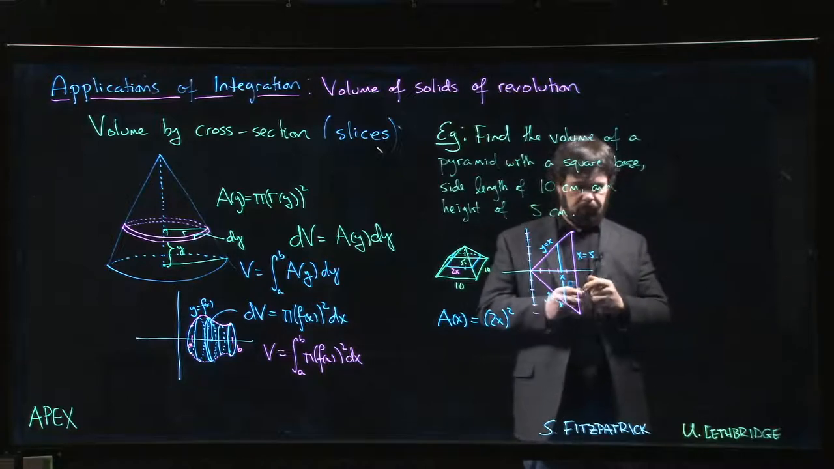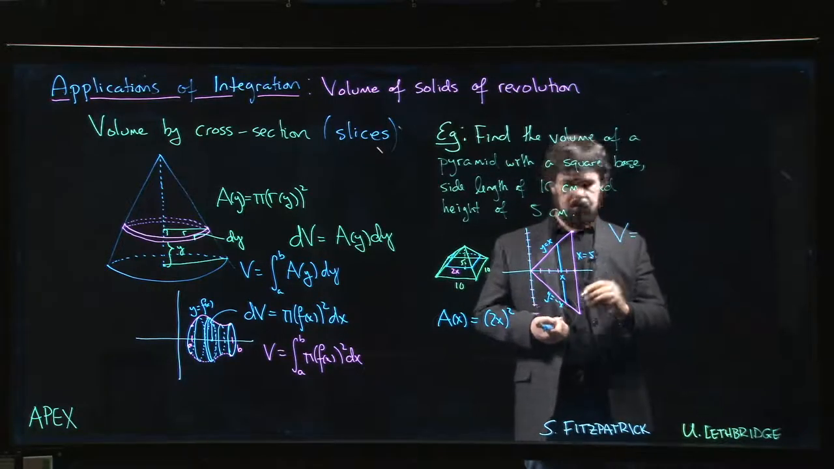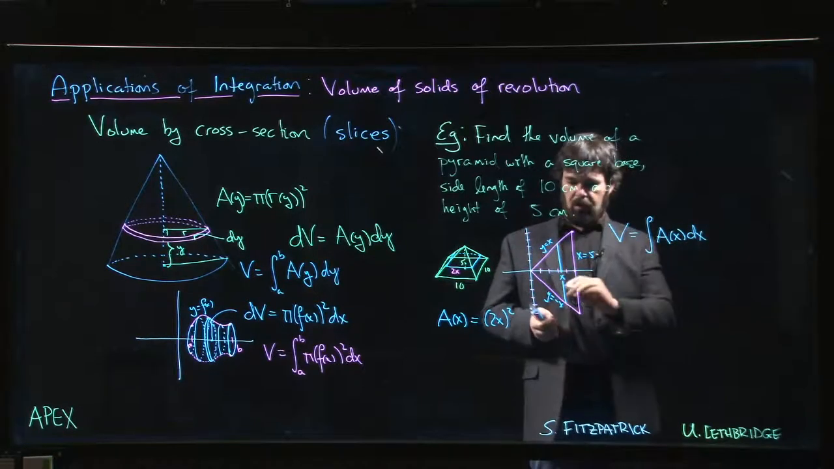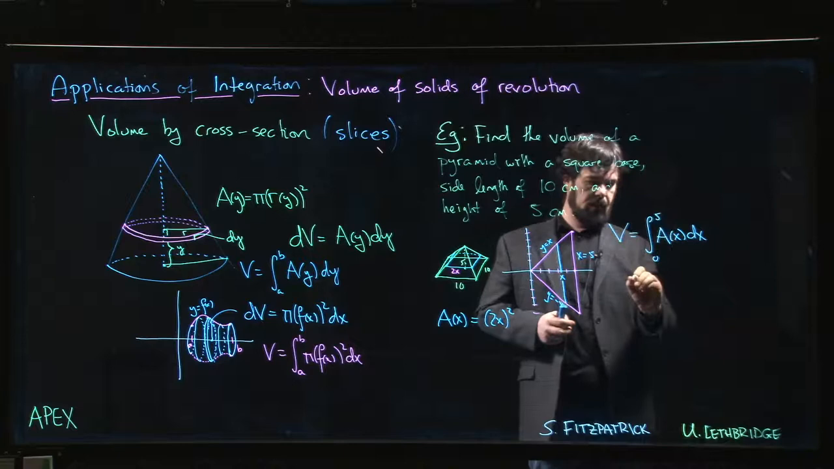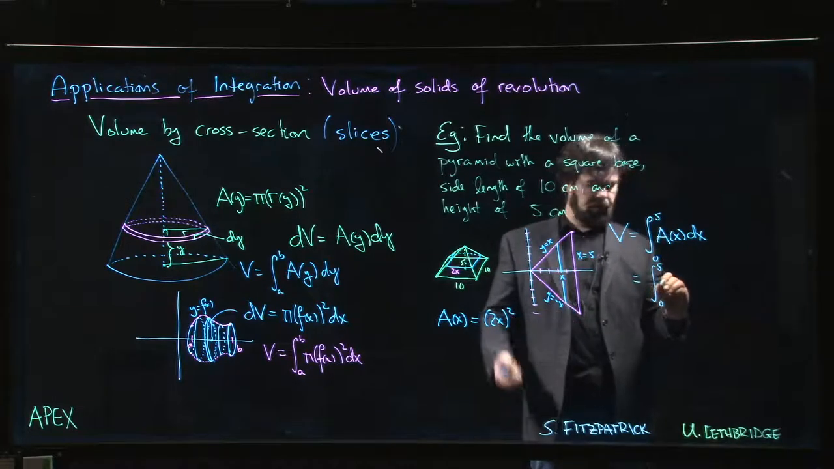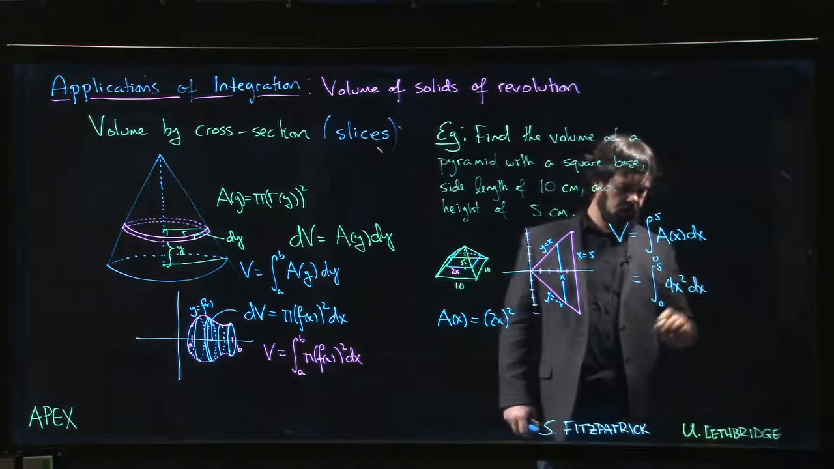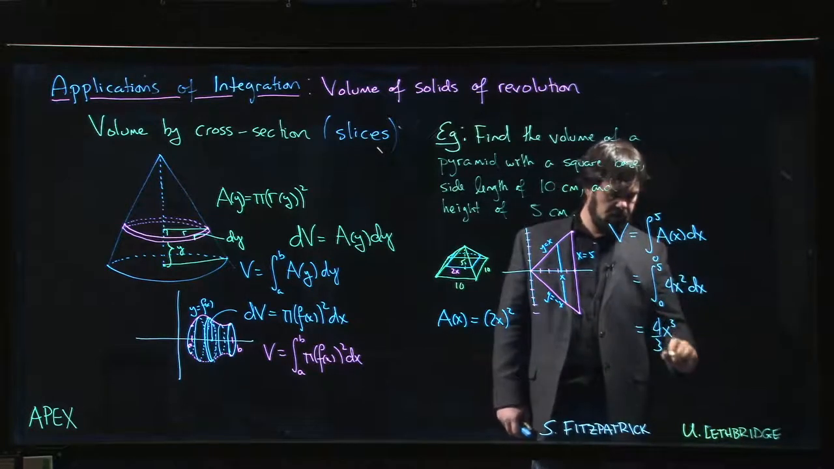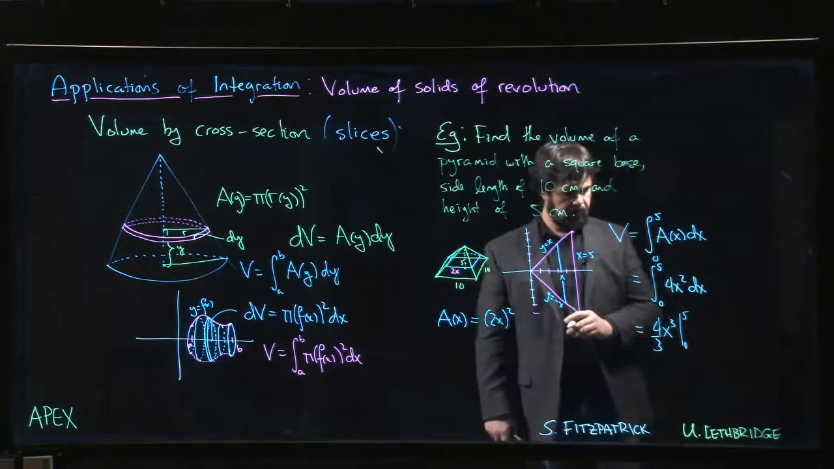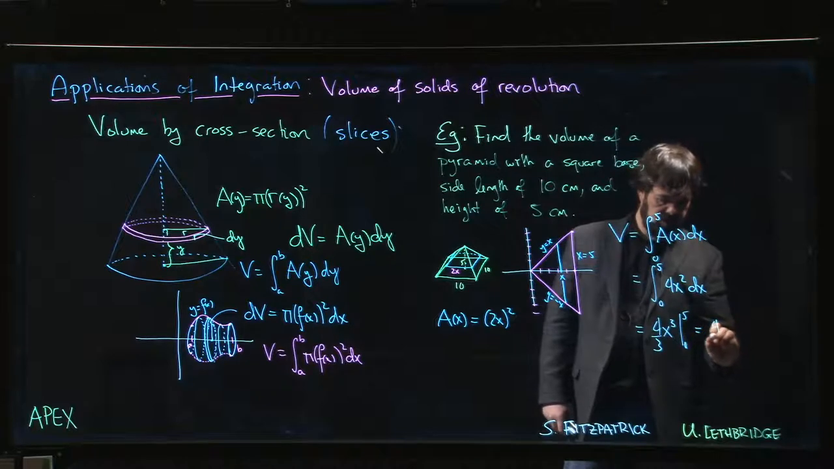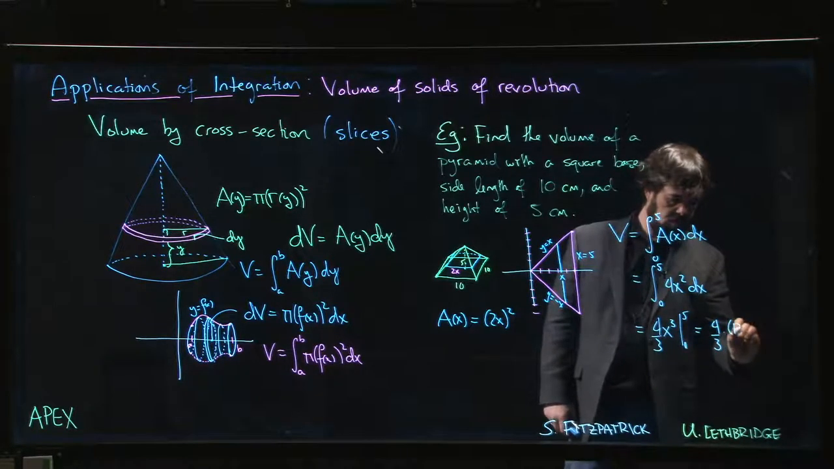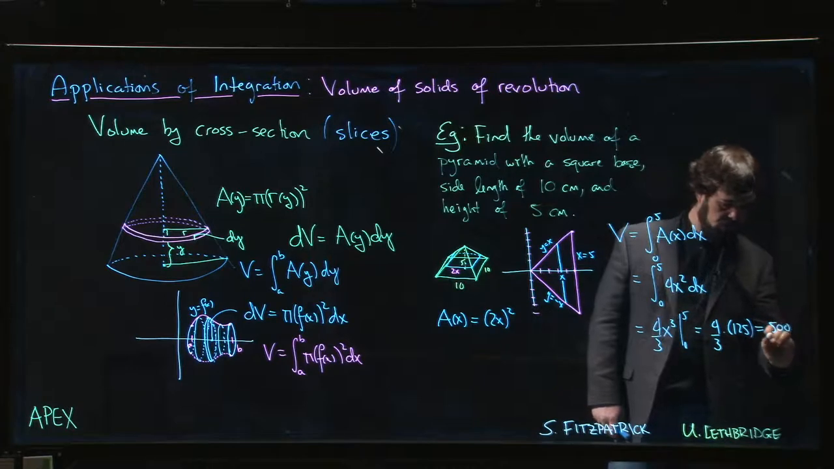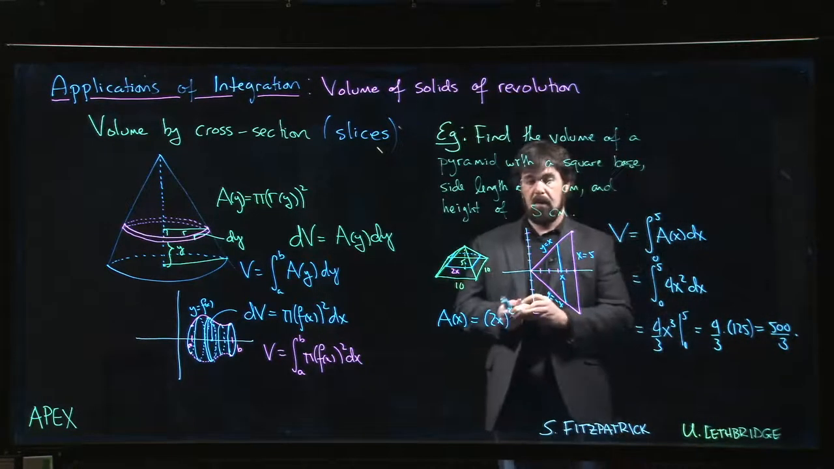So that suggests that the volume should be the integral of the area as a function of x, dx, where x goes where? x starts at 0 and ends at 5. So this becomes the integral from 0 to 5. If we square that, we have 4x squared. And so then we get 4/3 x cubed evaluated from 0 to 5. So that gives us 4/3 times 5 cubed, which is 125. So that gives us 500/3 for the volume of our pyramid.